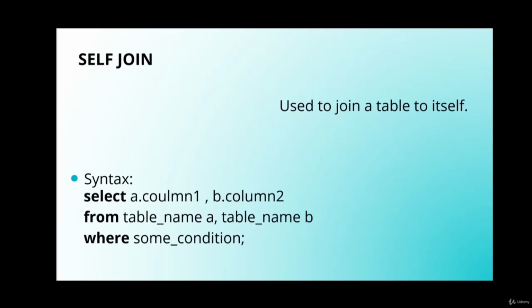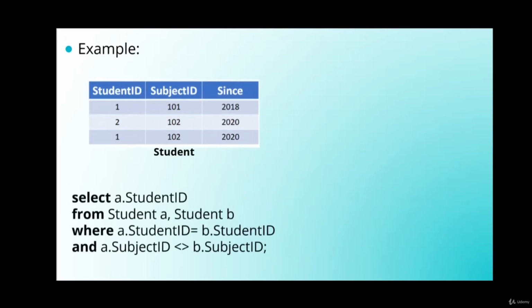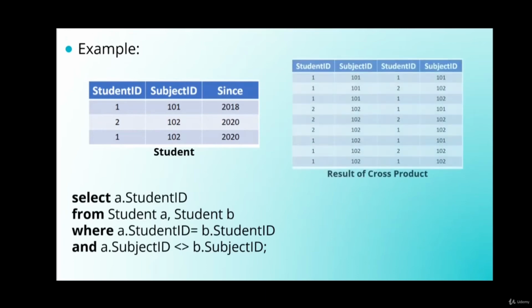So what is this table name A and table name B? Since we are multiplying the table by itself, we have converted that single table in two parts which have same rows and columns. We have converted the same table into A and B. For example, if I want to find the student ID of a student who has enrolled in at least 2 subjects, in that case, I'll have to apply self join on the table student, that is student ID 1 and subject ID 101 will get multiplied with student ID and subject ID of every row.